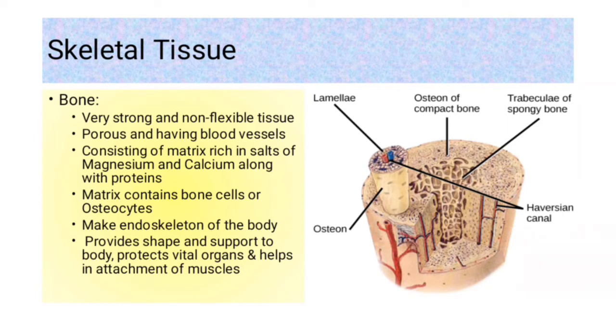Bone cells are embedded in a hard matrix which is strengthened by fibers and hardened by calcium and phosphorus salts along with proteins. The matrix is deposited in the form of concentric layers of lamellae formed around a central canal called the Haversian canal. The bone cells occupy small spaces between the concentric layers of matrix. There may be a few bone-dissolving cells in the matrix called osteoclasts.